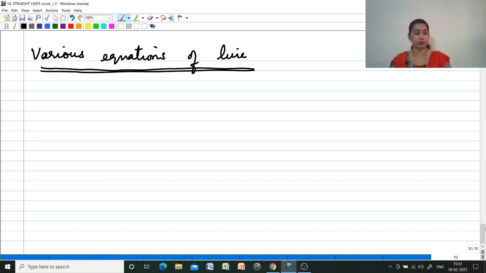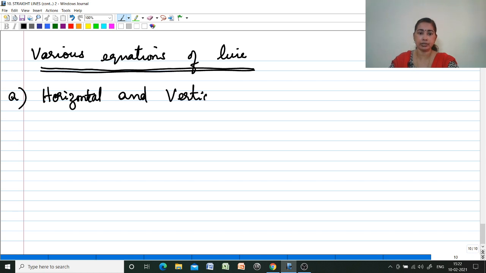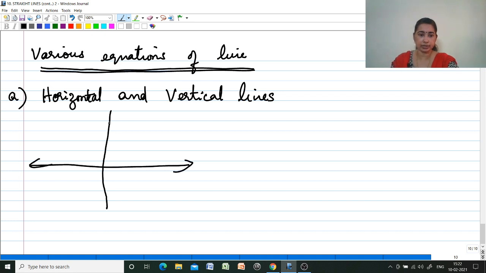What are the various equations of line? The first one is horizontal and vertical lines. And what are the equations of such type of lines? If it is a horizontal line, this is the x-axis and y-axis. If it is a horizontal line, it is passing through any point here. Let it be a constant. So what will be the equation of such a line?